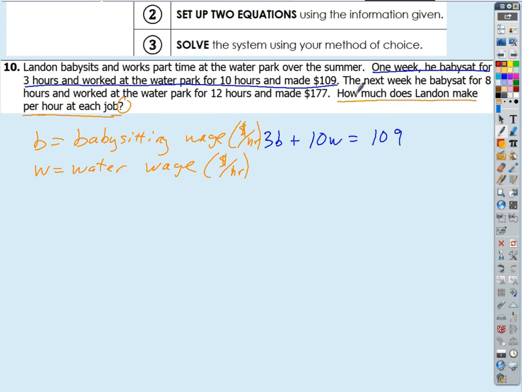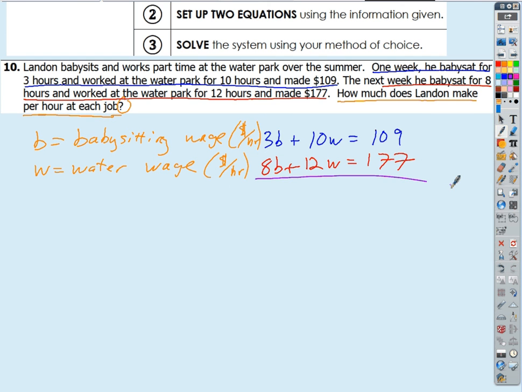So then how would I say next week he babysat for 8 hours and worked at the water park for 12 hours and made 177? 8B plus 12W equals 177. That was pretty good. Did you practice that? And so there's our linear system.